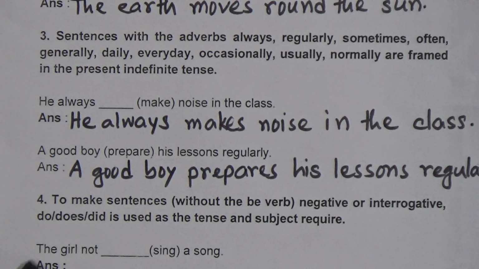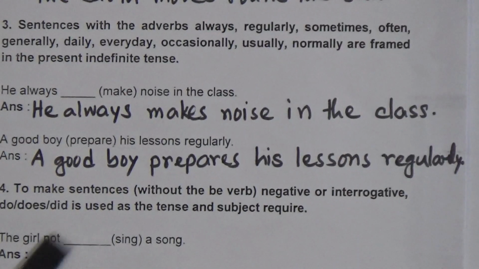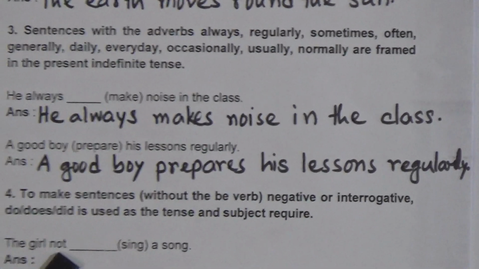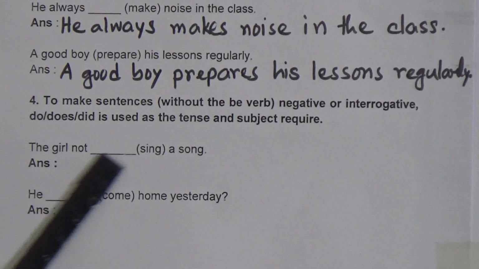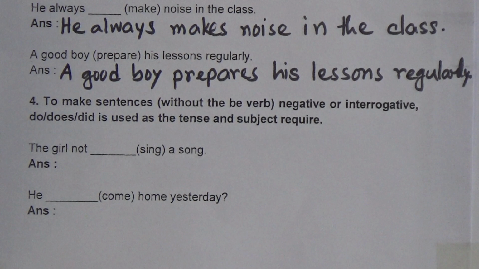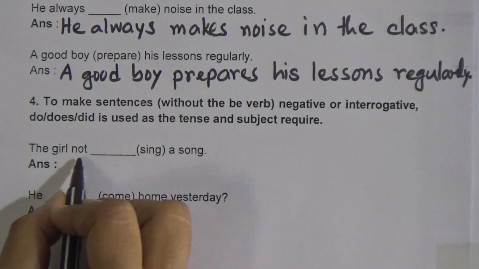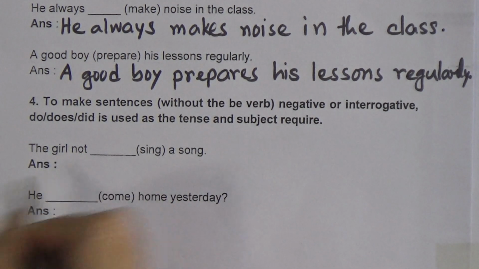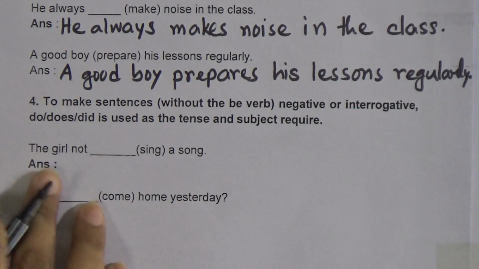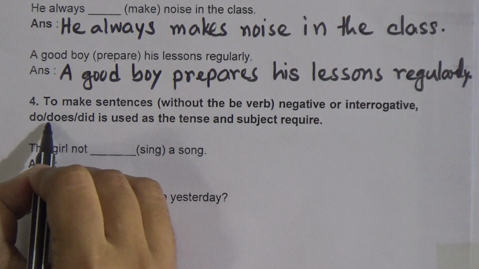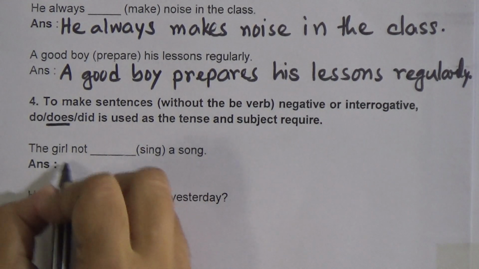Now look at this example: the girl not sing a song. That means we will make it negative. Now look at this word not. So you will make this sentence negative. Now look, there's no be verb. So the girl not sing a song. So we know that if the subject is third person singular number, we will use what? Does, right? So it will be the girl.